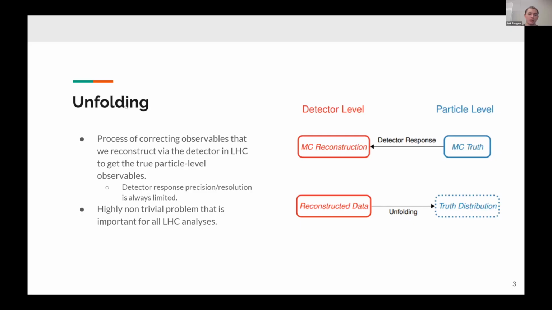So, a little rundown of unfolding. Unfolding is effectively the process of correcting observables that we reconstruct via the detector in the Large Hadron Collider to get the truth observables, right? Like any experiment, we are limited by technology. We always have a finite resolution. And so we can try to use ML to correct this. And it's actually very good for unfolding. This is a highly non-trivial problem. It's important for all LHC analyses. Whenever you get data, you need to unfold it to correct for detector effects.